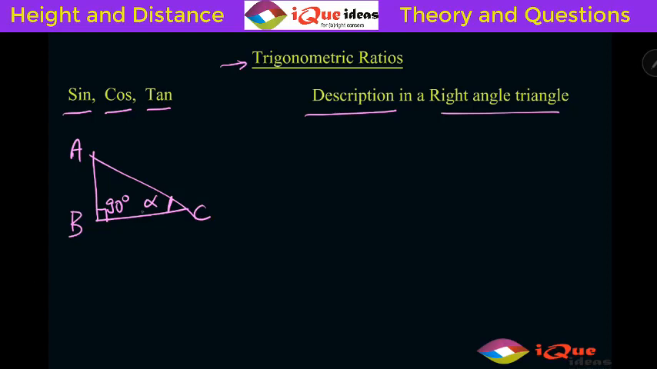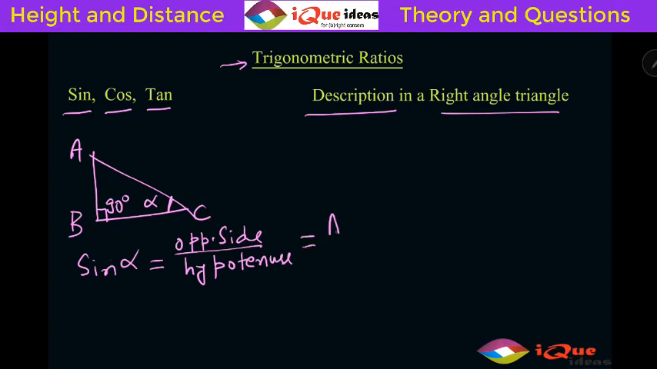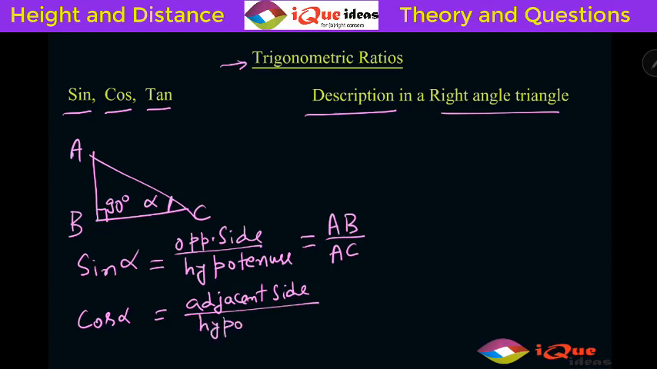Look at this alpha. For this alpha, sine of alpha is defined as the opposite side divided by hypotenuse. We all have done this in 9th and 10th standard. Here I'll just take a revision of that. So opposite side to alpha, in this case it is AB, and the hypotenuse is AC. Similarly, cos of alpha. Now cos of alpha is adjacent side, the side beside the angle, divided by hypotenuse. Right. So in this case, if you look at alpha angle, the side beside alpha, or the adjacent side, is BC, divided by hypotenuse AC.